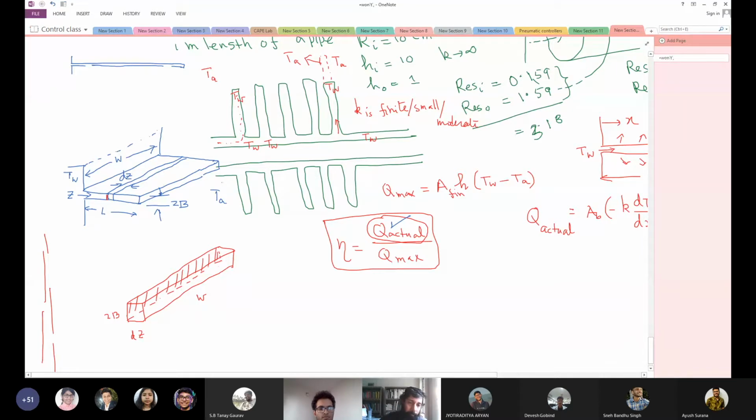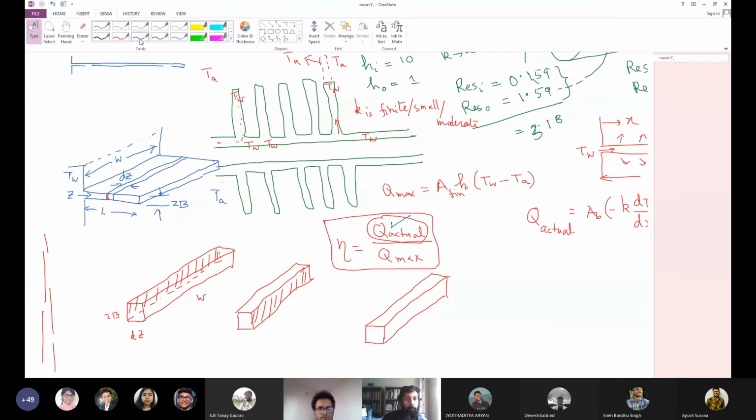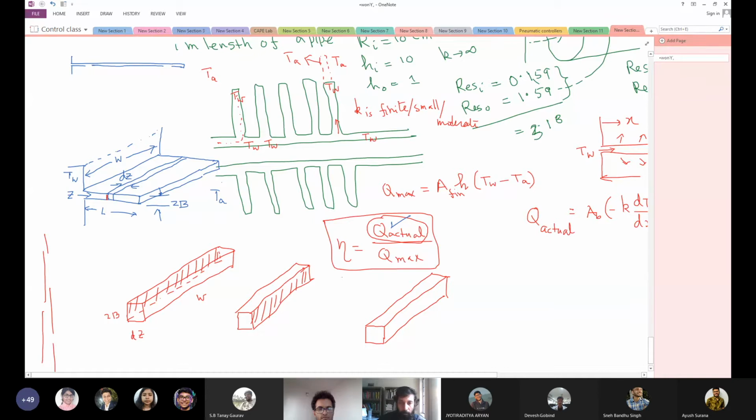So heat enters this plane by conduction. Again, let me draw it. Heat leaves this plane by conduction as well. Yes. What about this plane? Convection, because it's exposed to the ambient temperature, so convection. So heat leaves through this plane by convection. Yes, sir.